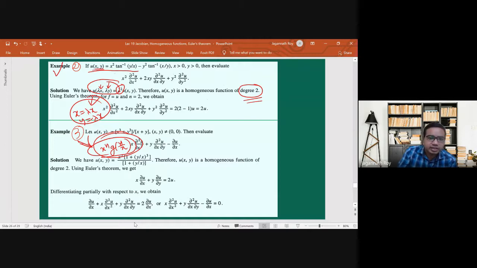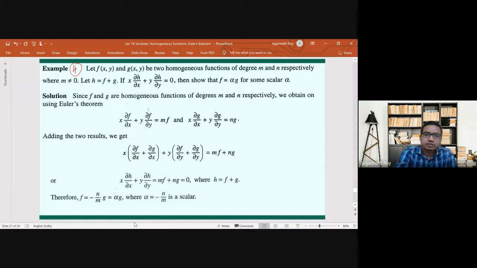Once we get the degree of homogeneity, we can directly write Euler's formula. There are two formulas: Euler's first formula, and then the second formula. So these are some more worked out examples.